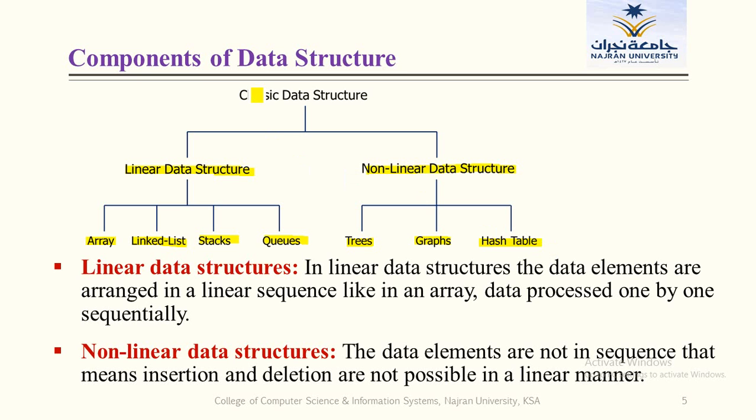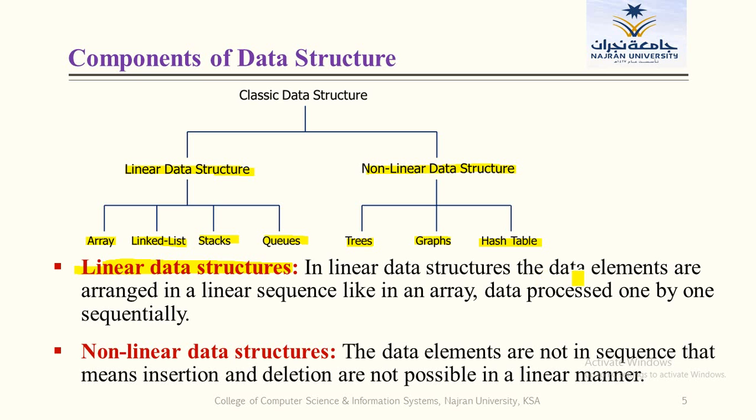And non-linear data structures, we have trees, graph, and hash table. So the components of data structures, the main thing is we have linear data structures and non-linear data structures. Linear data structures are divided into arrays, linked list, stack, queues. And non-linear data structures, we have trees, graph, hash table. So what is linear data structure? The question here is, what is linear data structure?